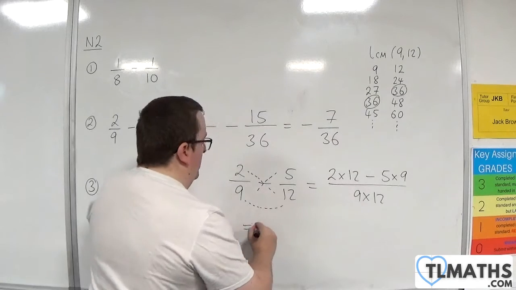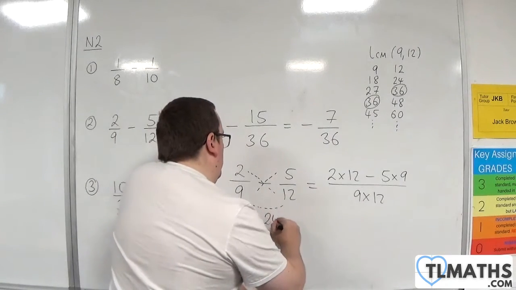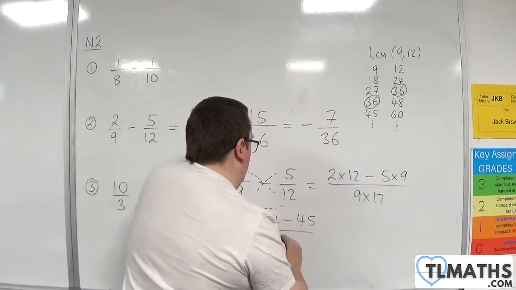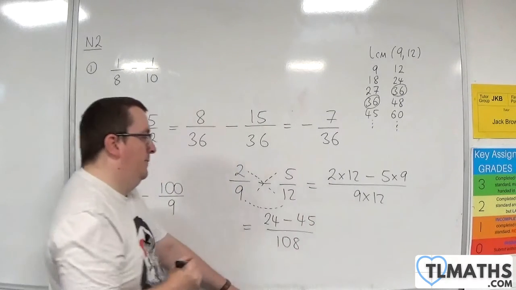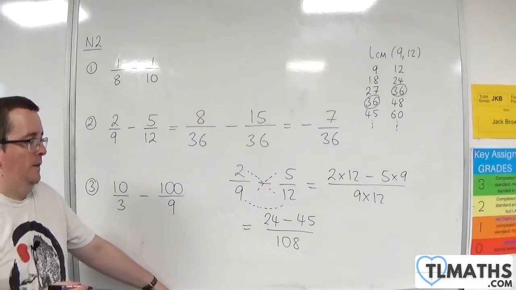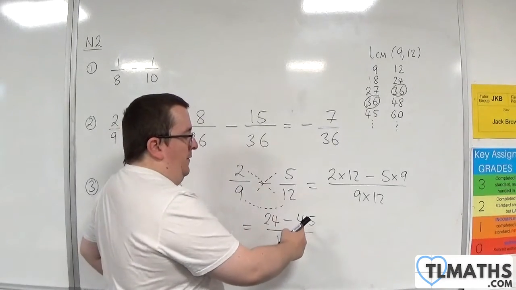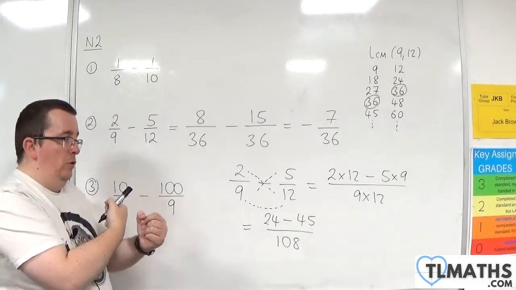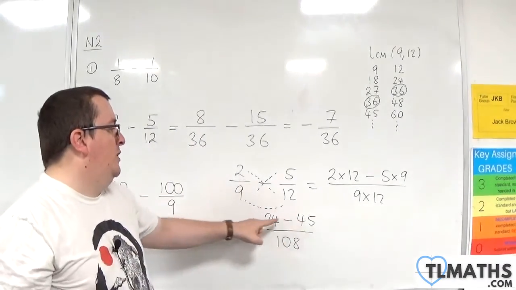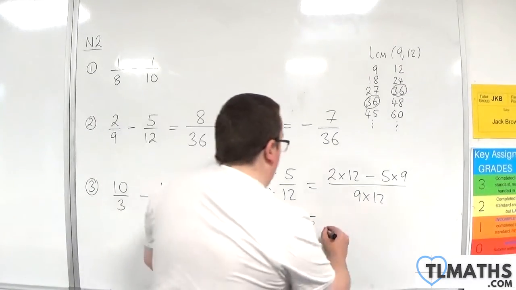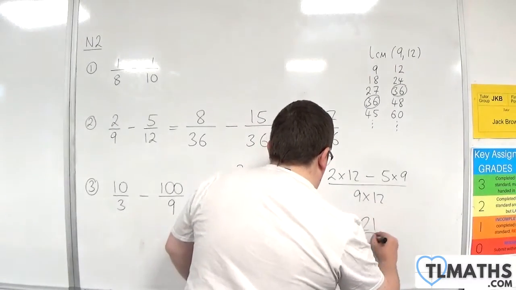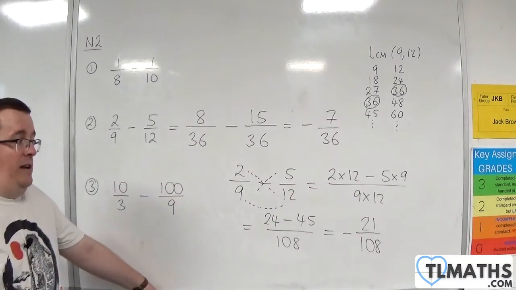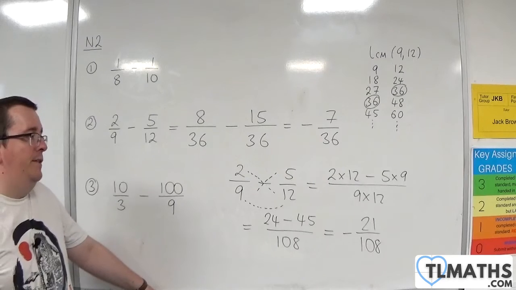Okay. So let's see what we've got. We've got 24. Take away 5 9s is 45 over 108. Okay. So 24 take away 45 is the same as minus 45 take away 24. Now 45 take away 24 is 21, so minus 21 over 108. So then you need to spot that that can be simplified.